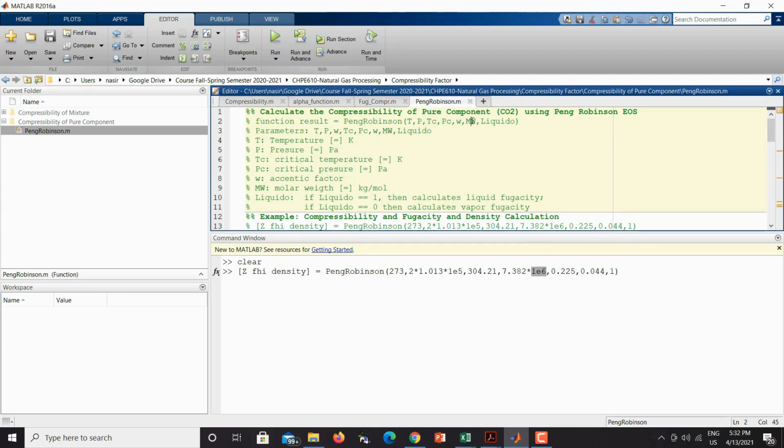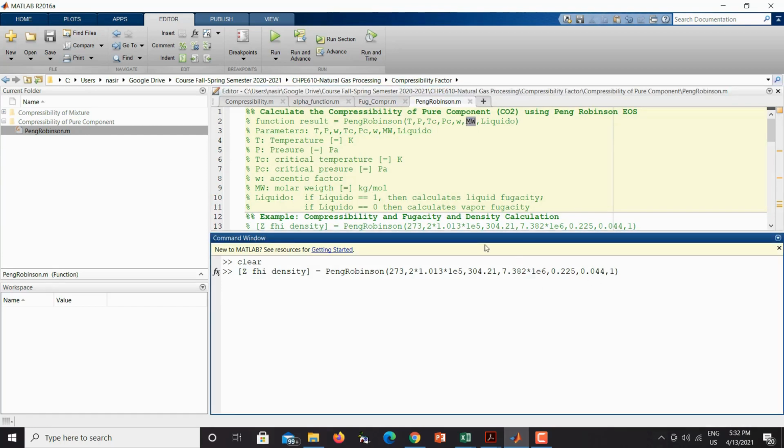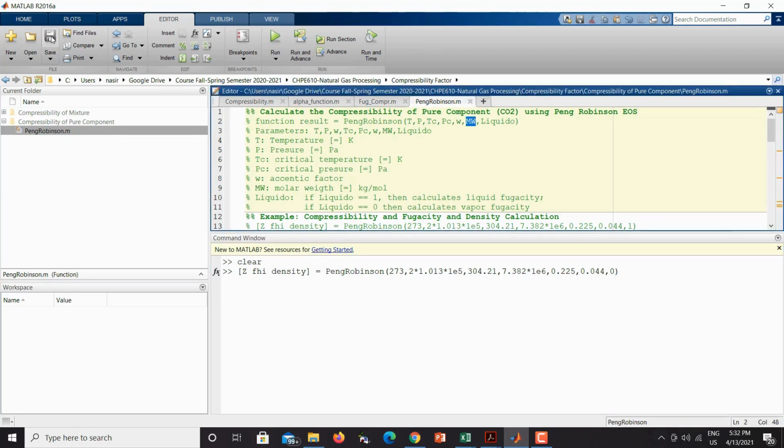And we need the molecular weight of carbon dioxide, in kg per mole, which is 0.044. Similarly, we need to put the value of liquid. If you put 1, it will calculate the liquid density, viscosity and compressibility. If you put 0, it will calculate the gas phase properties like density, viscosity and compressibility. Let's enter.